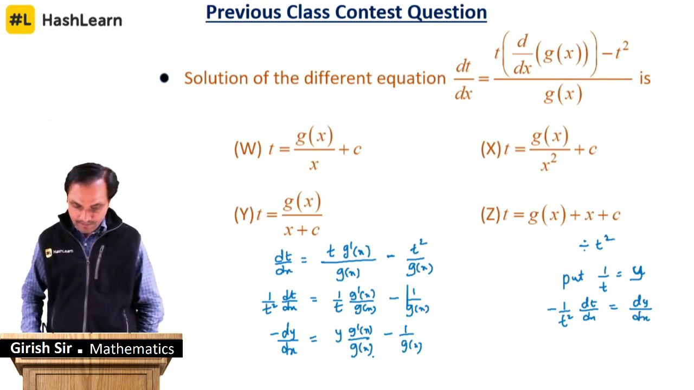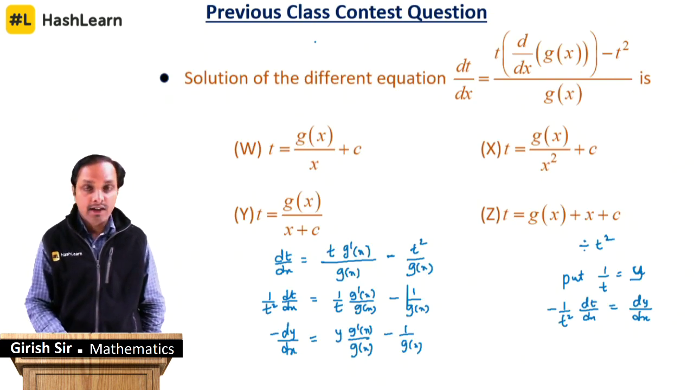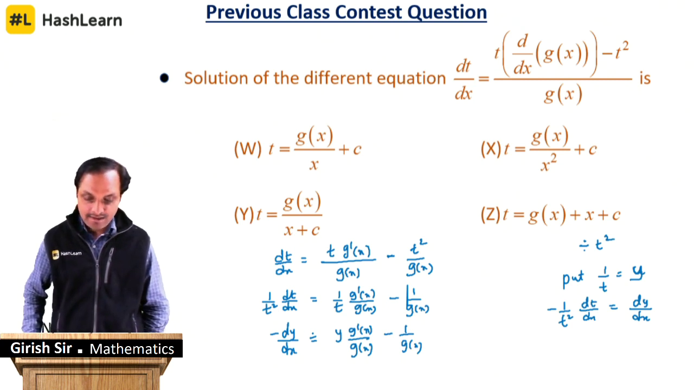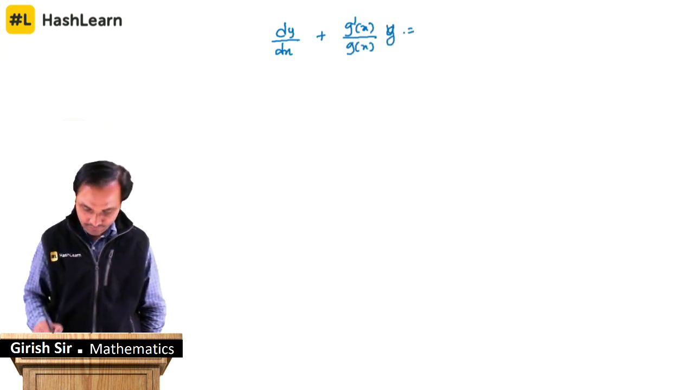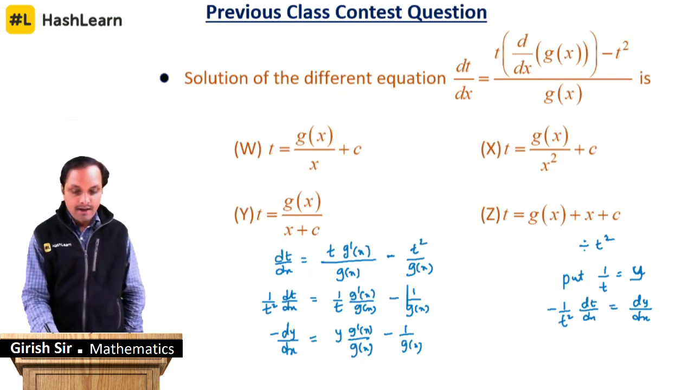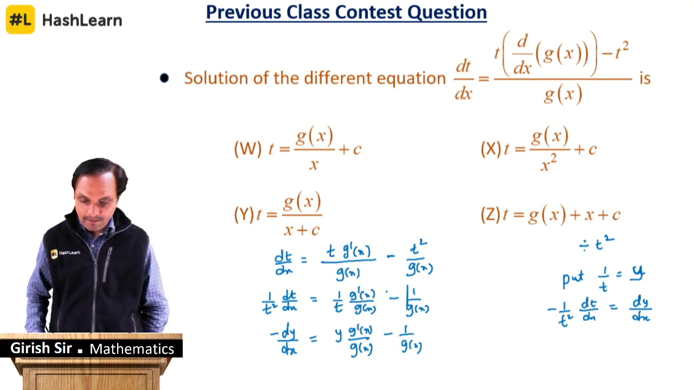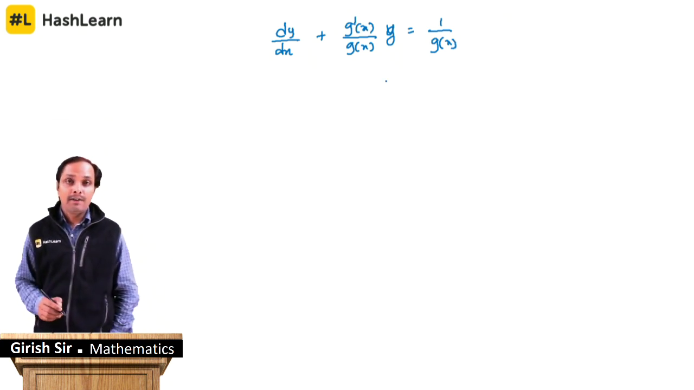If I shift it to that side, I will just take this. That is a negative sign. I will multiply throughout by a negative sign so that it becomes positive. Negative will become positive. Shifting this here, this becomes negative. If I change the sign, that will become positive. This is y, so this part will be here only. When I change the sign, that will be 1 by g of x. So this is like a linear differential equation.